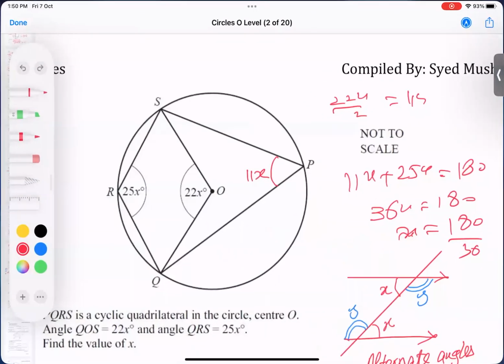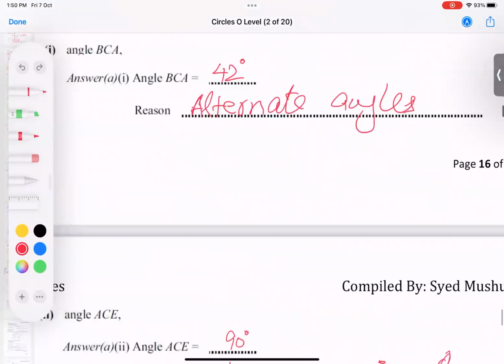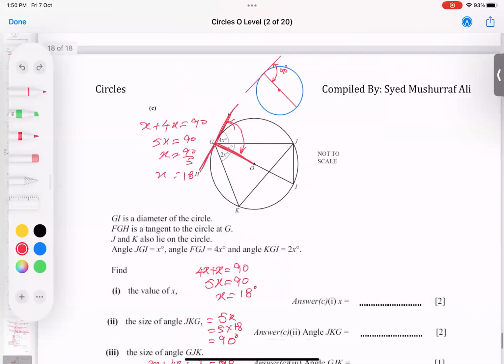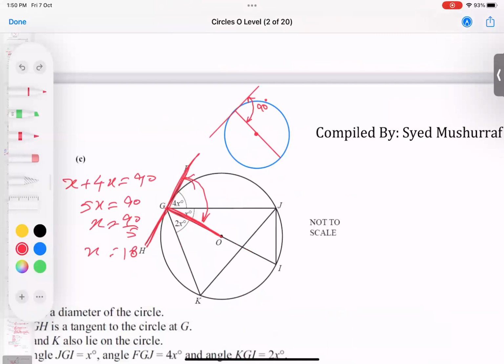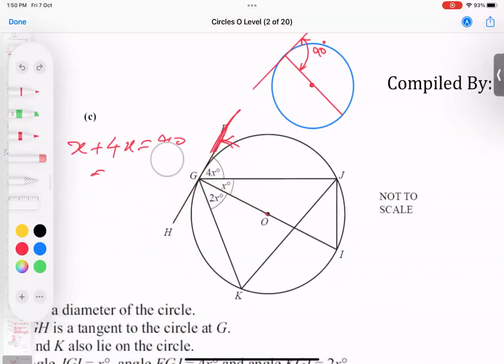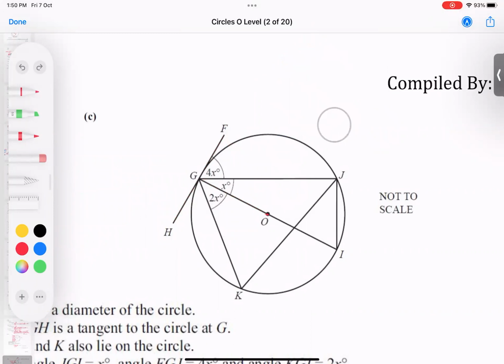I will not leave it here. Let's start. I will search those questions in which a diameter is mentioned. For example, this question is also one we have. Have a look here.